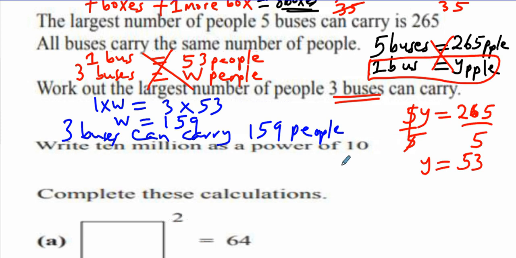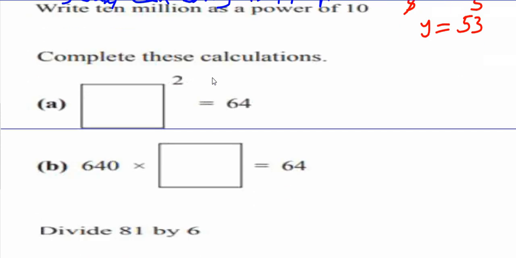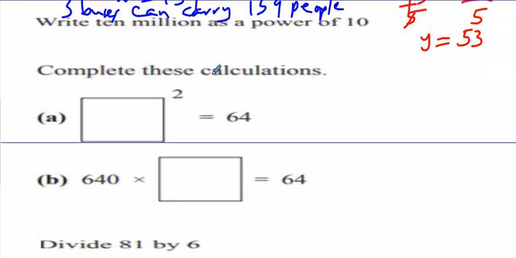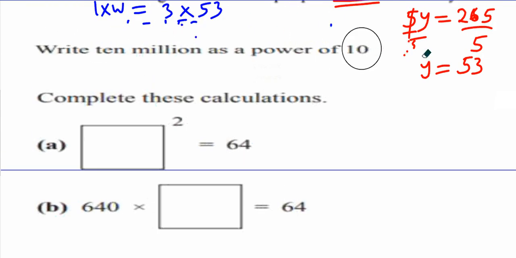Okay, so far so good. Then let us go to the next question. The next question says, write 10 million as a power of 10. Okay, let us erase this.